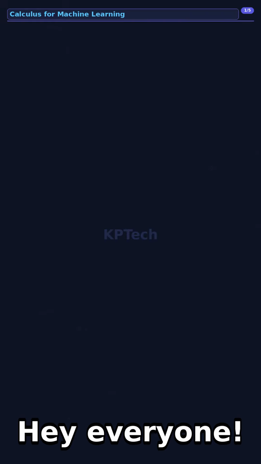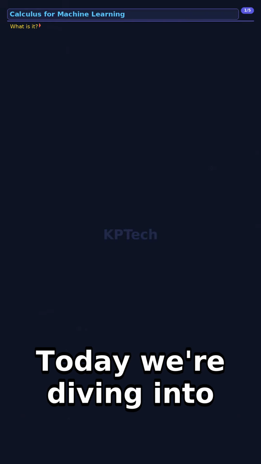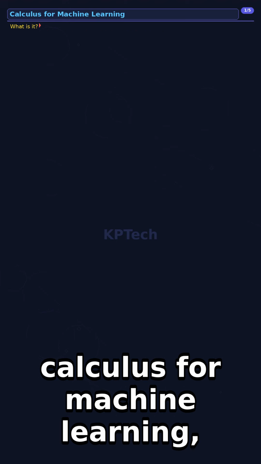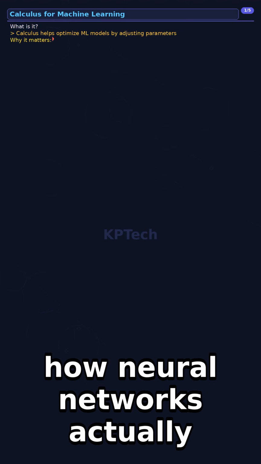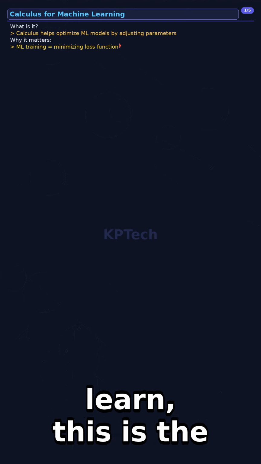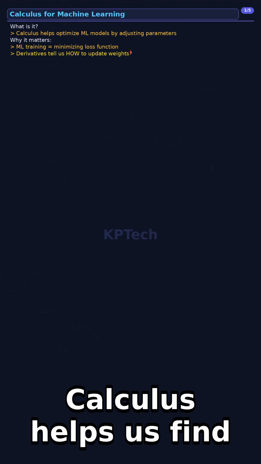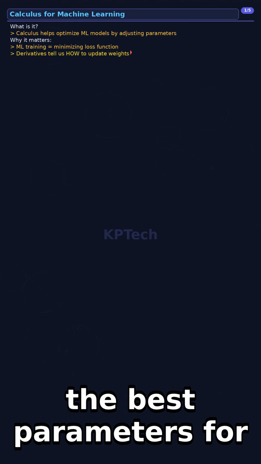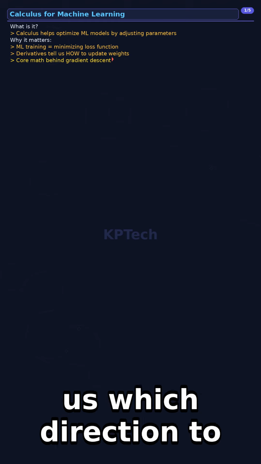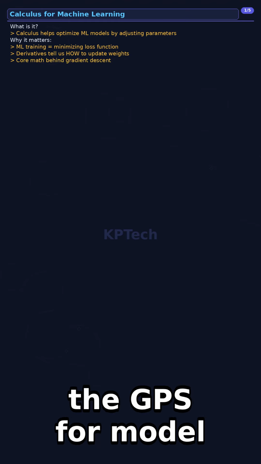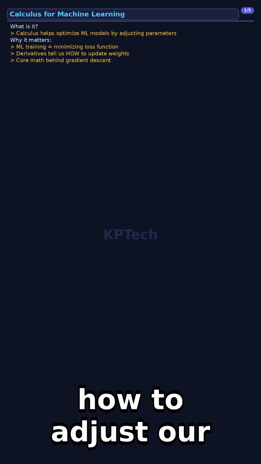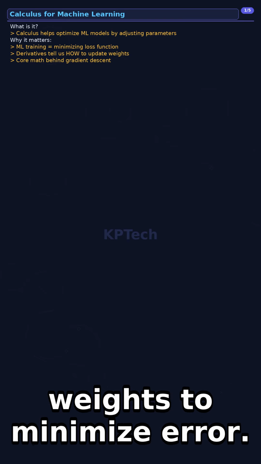Hey everyone! Today we're diving into calculus for machine learning, focusing on derivatives and partial derivatives. If you've ever wondered how neural networks actually learn, this is the math that makes it happen. Calculus helps us find the best parameters for our models by showing us which direction to move in. Think of it as the GPS for model optimization. It tells us exactly how to adjust our weights to minimize error.